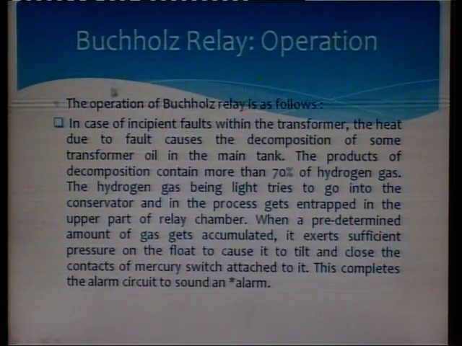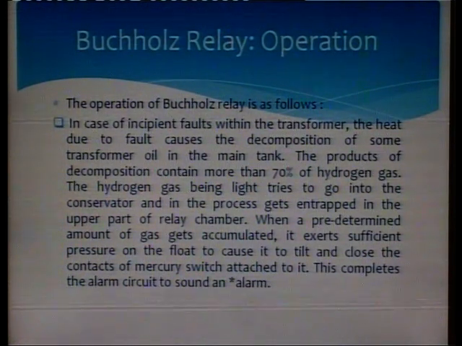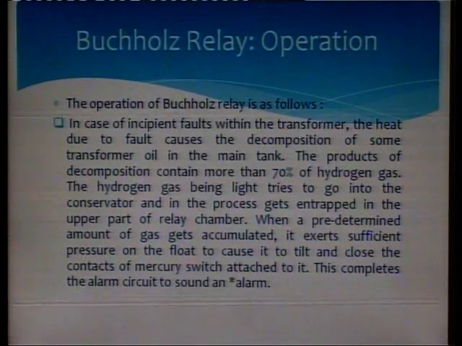Now, Buckles relay operation. The operation of the Buckles relay is as follows. In case of incipient faults within the transformer, the heat due to the fault causes the decomposition of some transformer oil in the main tank.